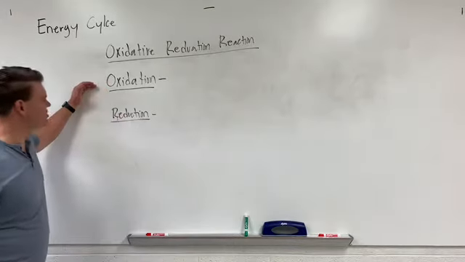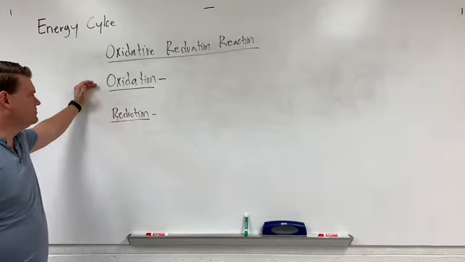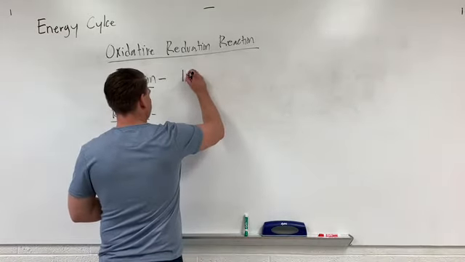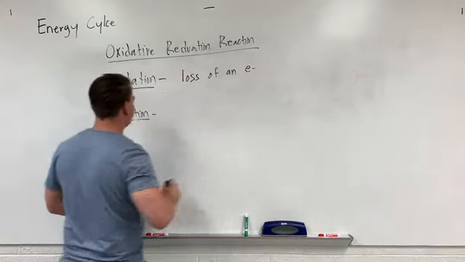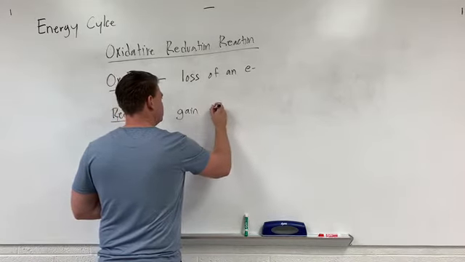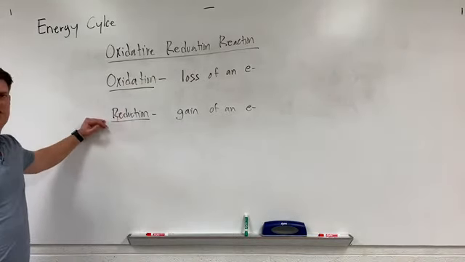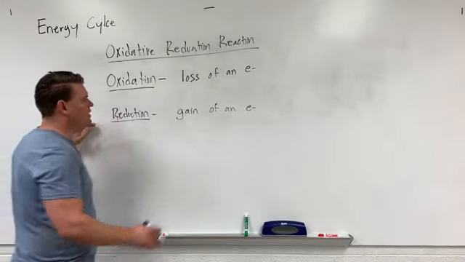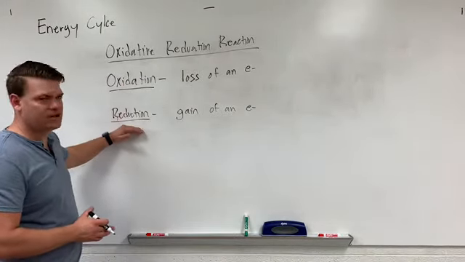So we're going to have oxidation and we're going to have reduction. Oxidation is going to be the loss of an electron, whereas reduction is going to be the gain of an electron. You would think reduce, shouldn't we be losing, but we're actually talking about the positivity of that molecule. If we're gaining an electron, it's becoming more negative, so we reduce its positivity. That's what we call reduction.